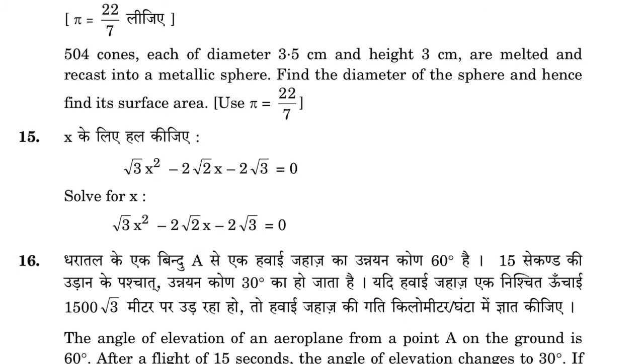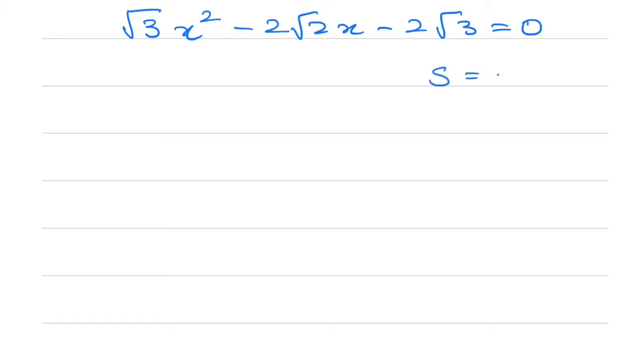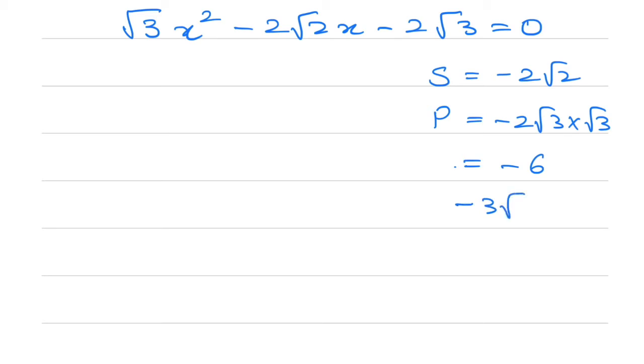So in 15th question we are given a quadratic equation, root 3 x square minus 2 root 2 x minus 2 root 3 is equal to 0. So we need to split the middle term. So where sum of the two numbers should be minus 2 root 2 and product has to be minus 2 root 3 into root 3. So product has to be minus 6. So we can think of the numbers as minus 3 root 2 and root 2. The product is minus 6 and sum is minus 2 root 2.